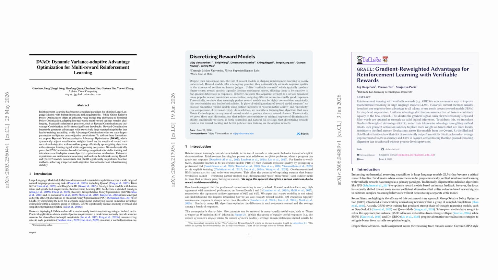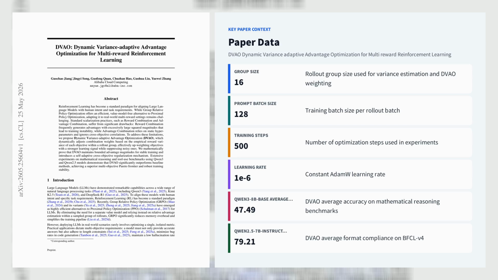What ties these results together is a move from blunt optimization to controlled, variance-aware learning, and the payoff is stronger reasoning with fewer training pathologies. Let's explore the first paper, DVAO: Dynamic Variance Adaptive Advantage Optimization for Multi-Reward Reinforcement Learning.